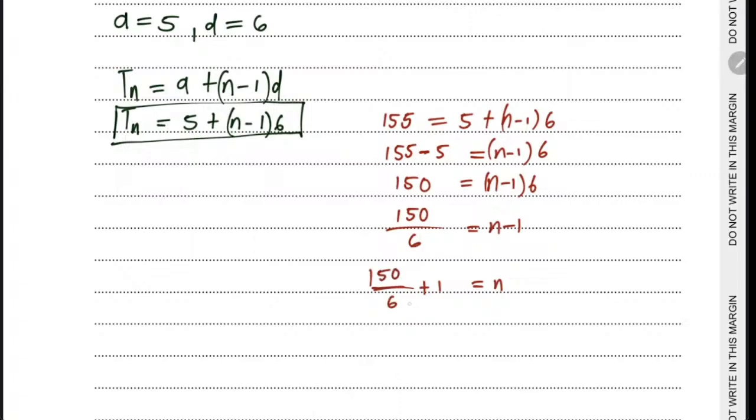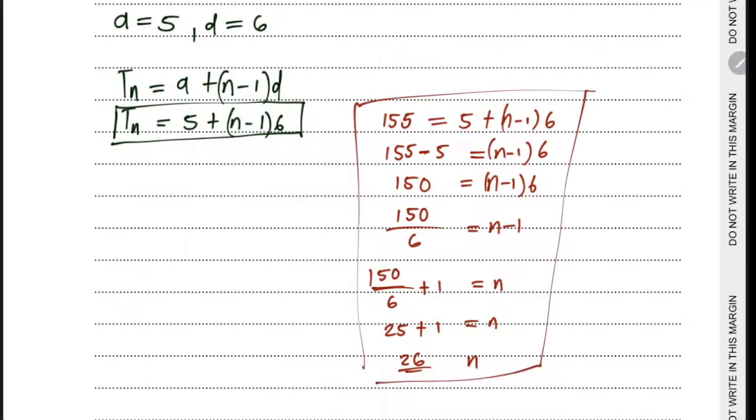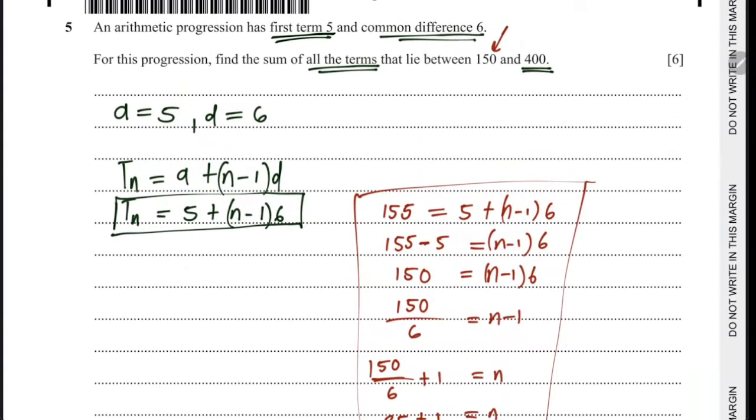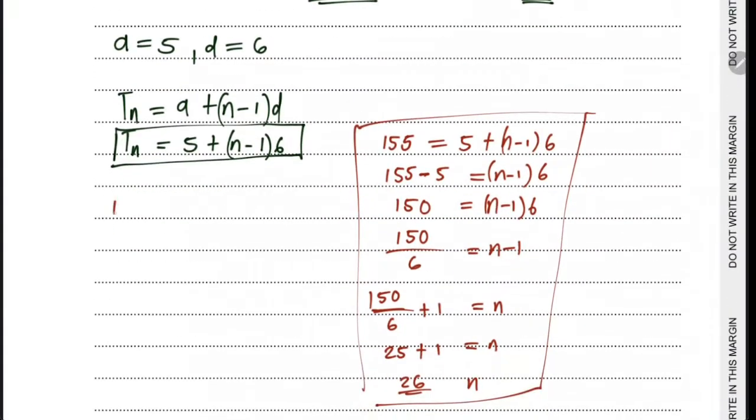25 plus 1, which is n, so 26. So this is the 26th term, right? So we now have term number 26, and now we need to know. You can write it here to say 155. You say here, let Tn be equal to 155, okay? Which means we want the term number to be 155.